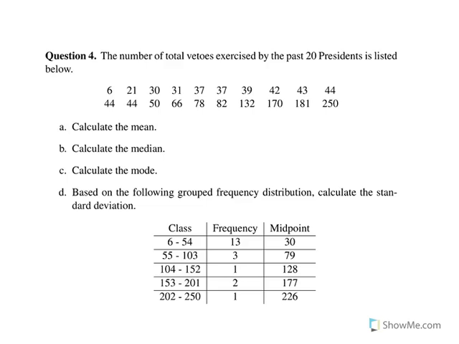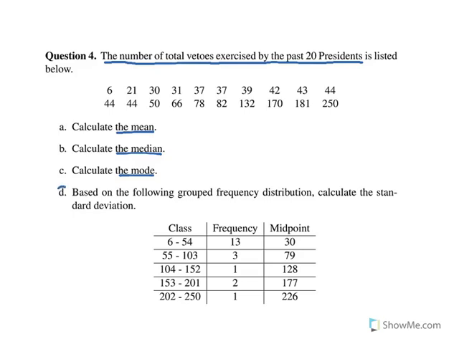Okay, in this question we need to compute the mean, median and mode for some data that are given. The data are about the number of total vetoes exercised by the past 20 presidents in the United States. For example, this means that the president gave 6 vetoes. This means a president gave 132 vetoes from the 20 presidents. So we need to calculate the mean, median, and mode for the total number of vetoes.